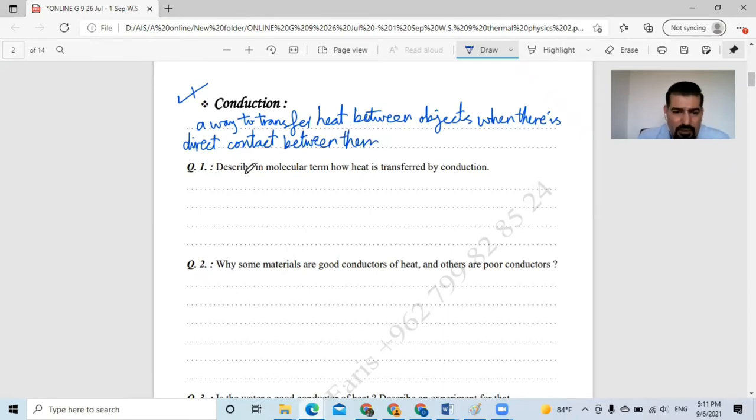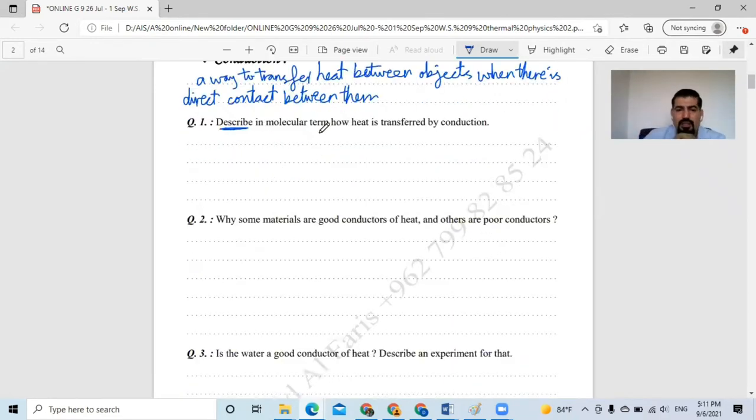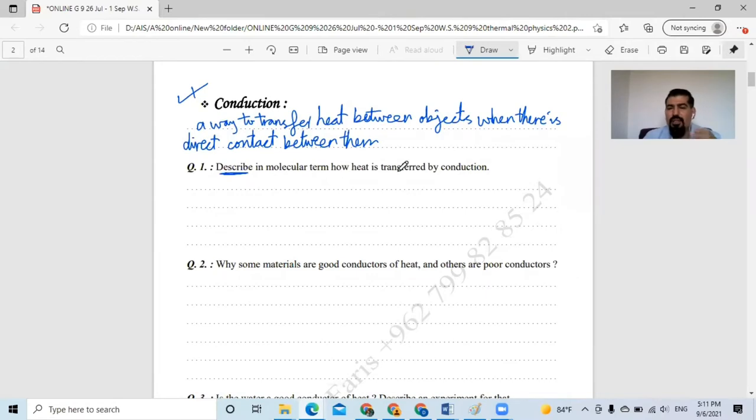Now, first question. Describe in molecular terms how heat is transferred. Imagine that we are in a class and people are sitting at their desks. Something happens, and one of them sees what's happening. He starts to move right and left to speak to the neighbor and tell them what's happening. The neighbor speaks to the next one, like a rumor, and one by one, the whole class will know what's happening.